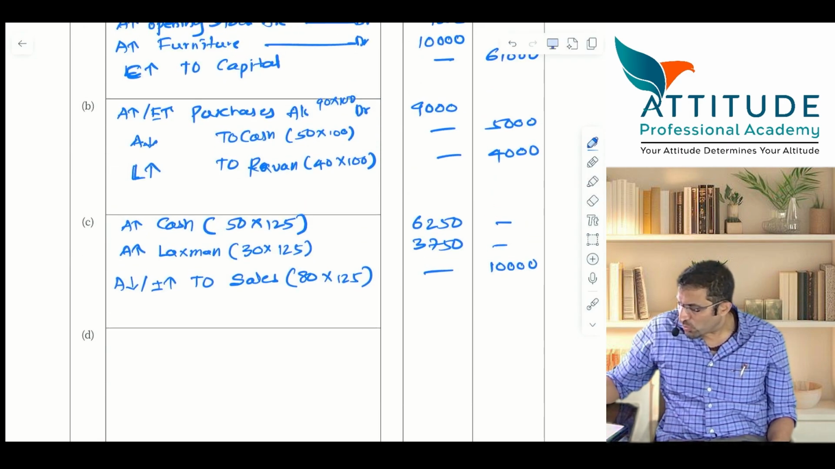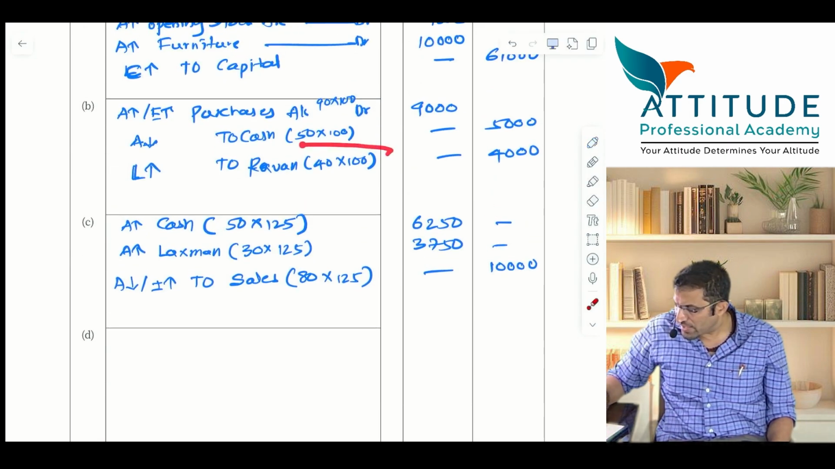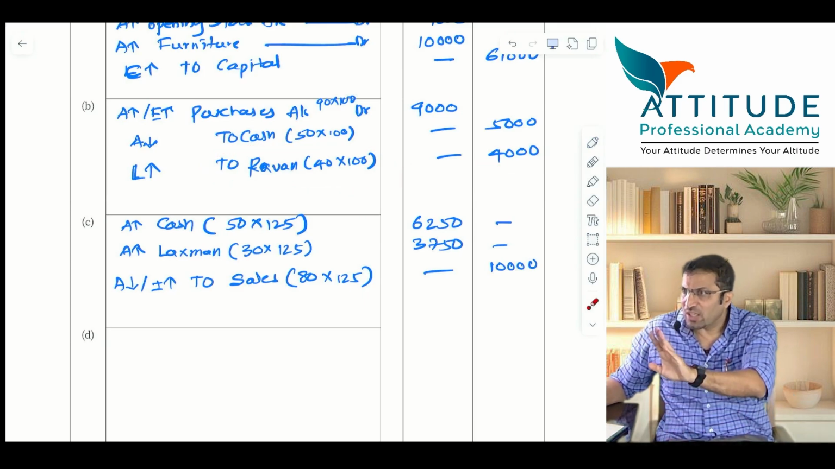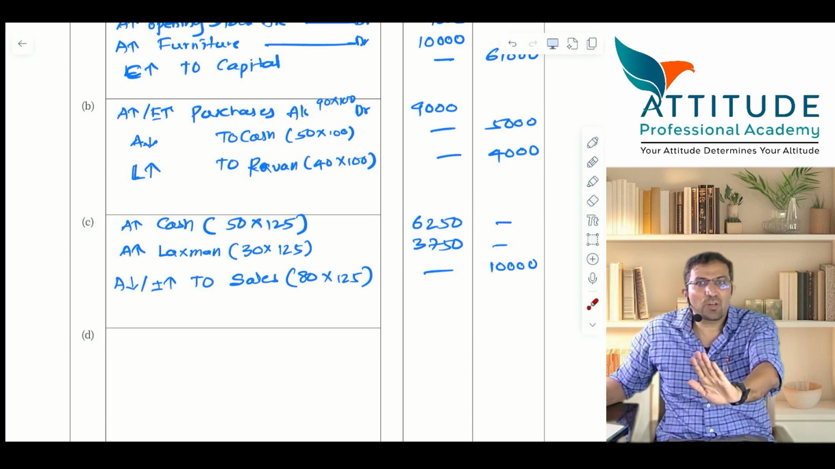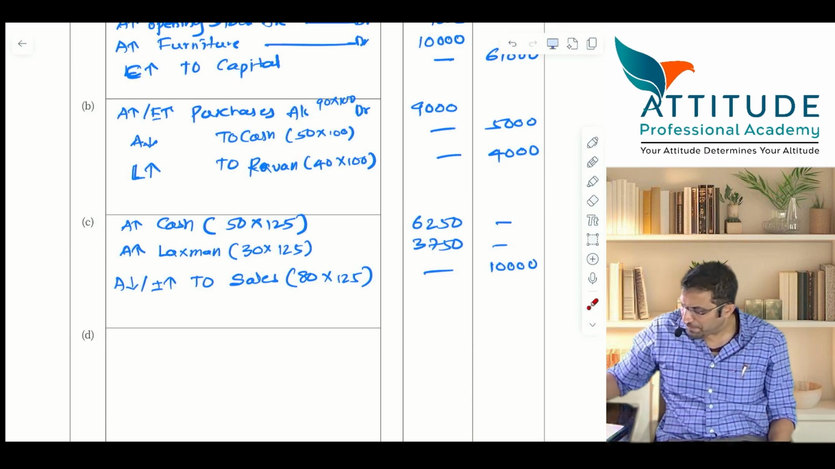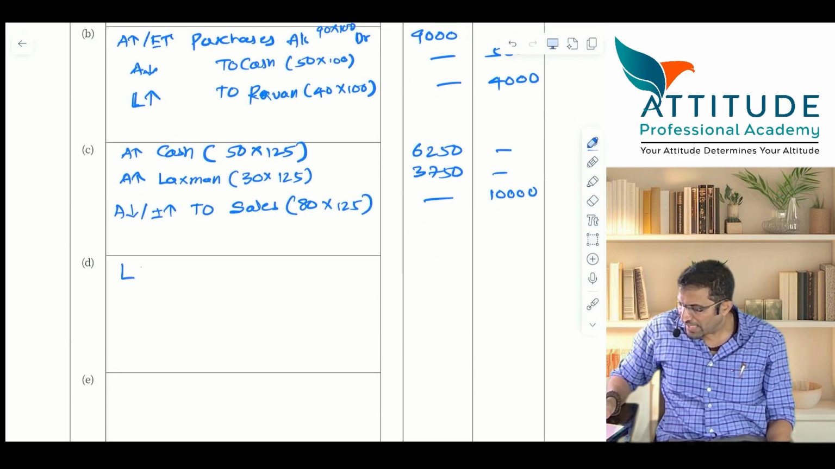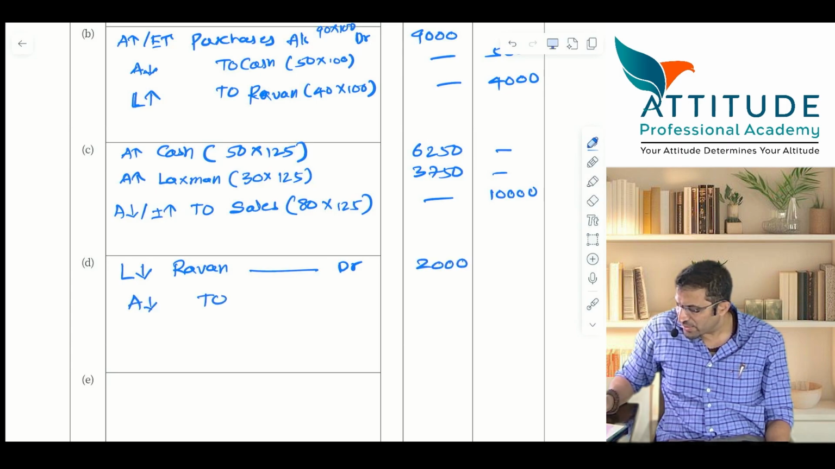Sir, Ravan is a liability, sir. Ravan is a liability, and you are paying that liability. Are you paying in full settlement or only on account? Means only part payment. There's no discount received. Is that clear? Please tell me the entry. Paid to Ravan, entry. Liability increases or reduces? Who is that liability? Ravan account debit. How much? 2000, to cash. What did you give? Cash. Asset reduces. Cash account credit 2000.